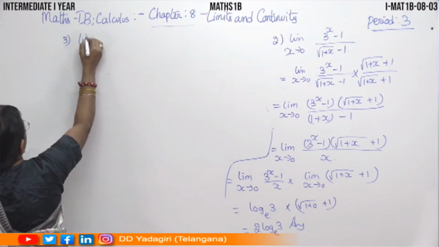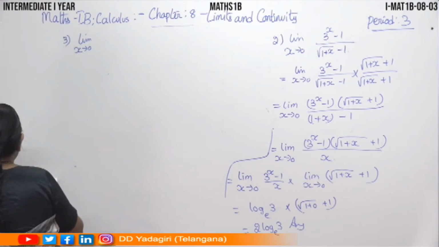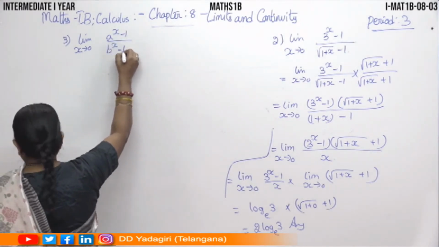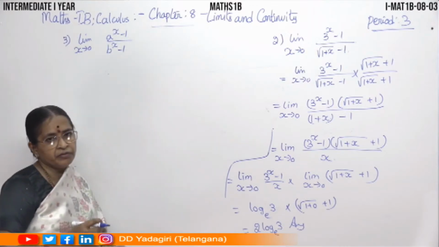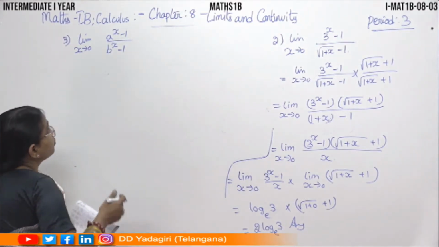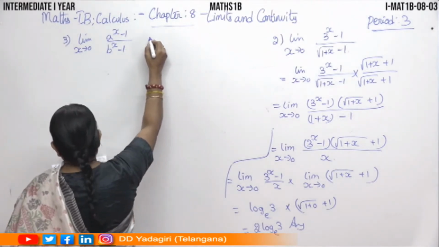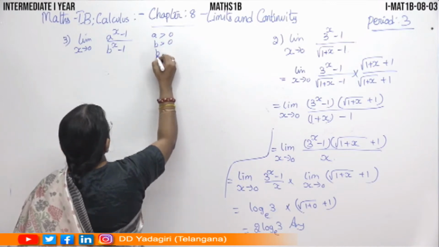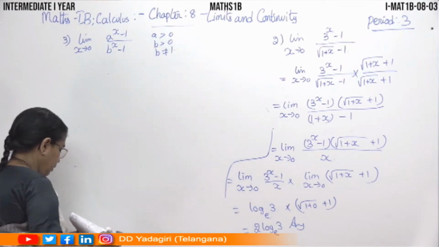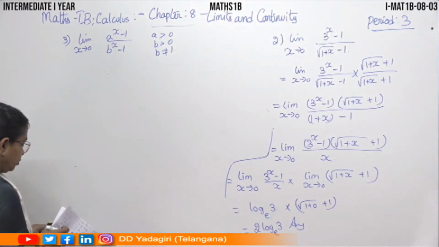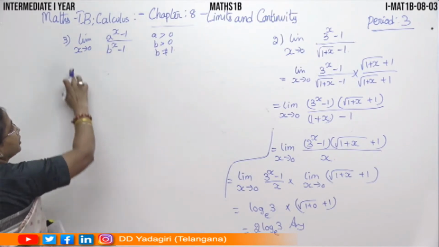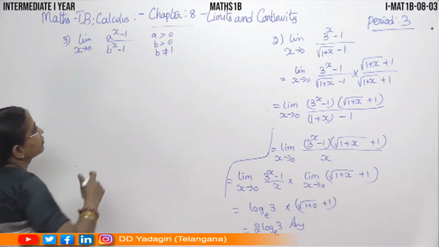Limit x tending to 0 of (a power x minus 1) by (b power x minus 1). All these problems are to compute, find the value, compute the value of these limits. The condition is b is greater than 0, b is not equal to 1. So find the value, compute the value, or it can be evaluate the limits, find the limits, compute the limit, like that.